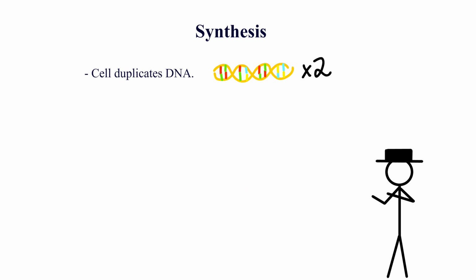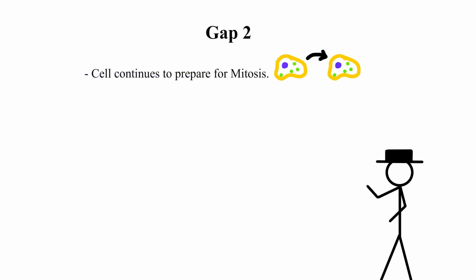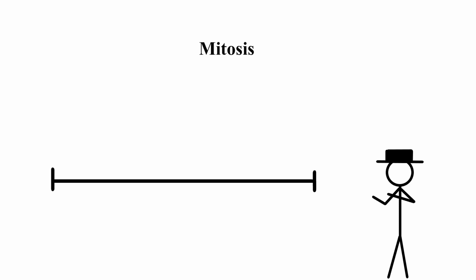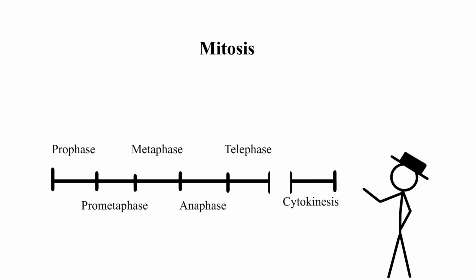S is when a cell duplicates DNA. It is regulated by the negative regulator ATM. G2 is when a cell continues to prepare for mitosis and is regulated again by P53. The state mitosis contains 6 phases: prophase, prometaphase, metaphase, anaphase, telophase, and cytokinesis. Cytokinesis is technically not part of mitosis, but we will include it for simplicity.